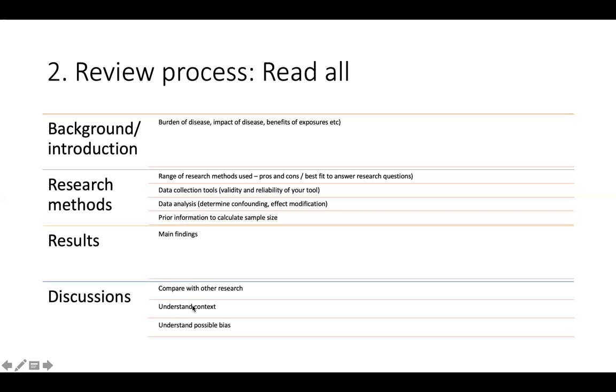I feel like as a reader, when I read an article, I learn a lot from the discussion section. So check how the findings have been compared with other research, and whether or not the results are contextualized. Try to understand the context and then see similarities and differences in results based on different contexts. And also very important is to understand the possible bias.